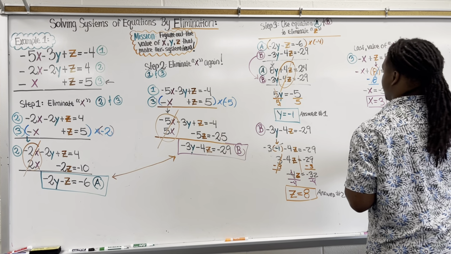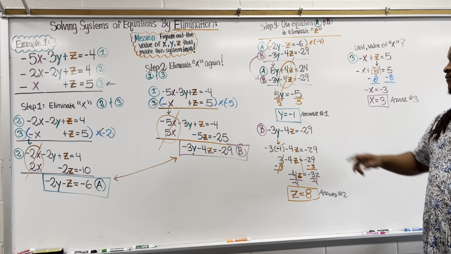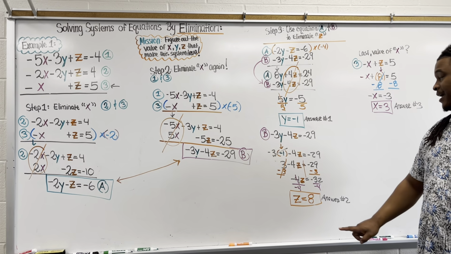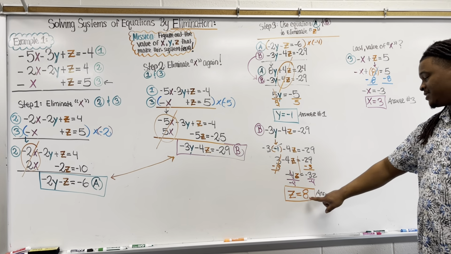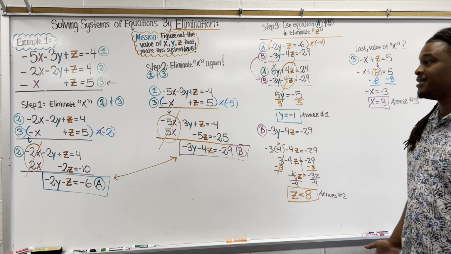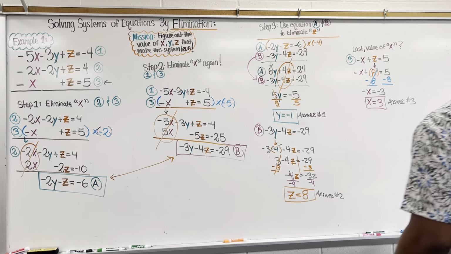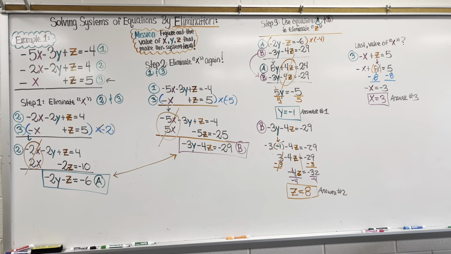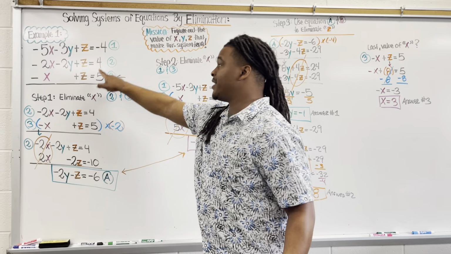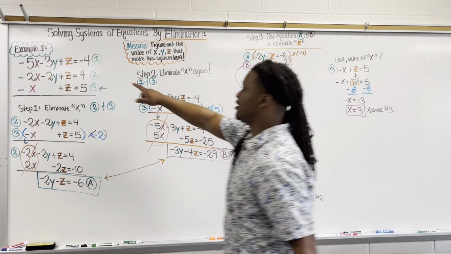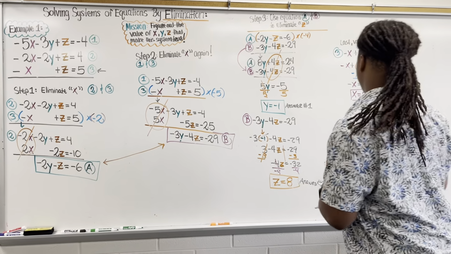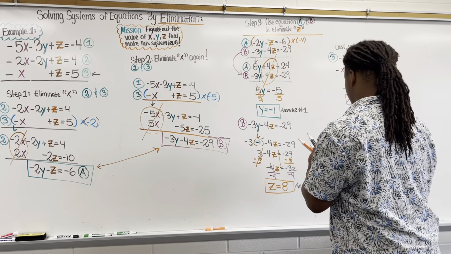Answer number 3, right? So once again, we found out the value of y, which is negative 1. We found out the value of x, which is positive 3. And we found out the value of z, which is a positive 8. Now, just to make sure, and we only need to do this with just one of the original equations, all we need to do is plug in those values to see that it actually equals what it says it equals, right? So I'm just going to pick number 1, okay?